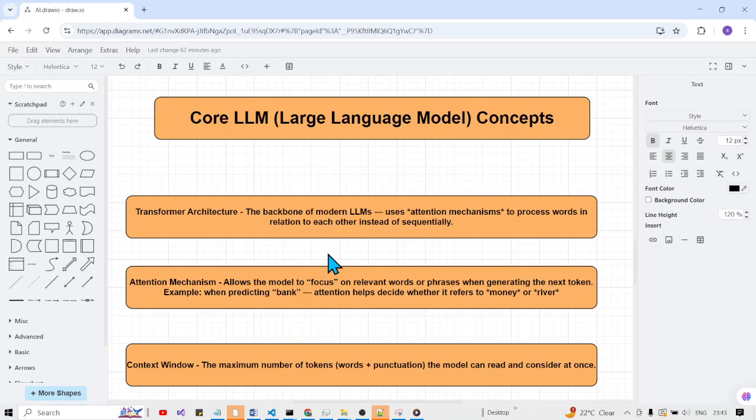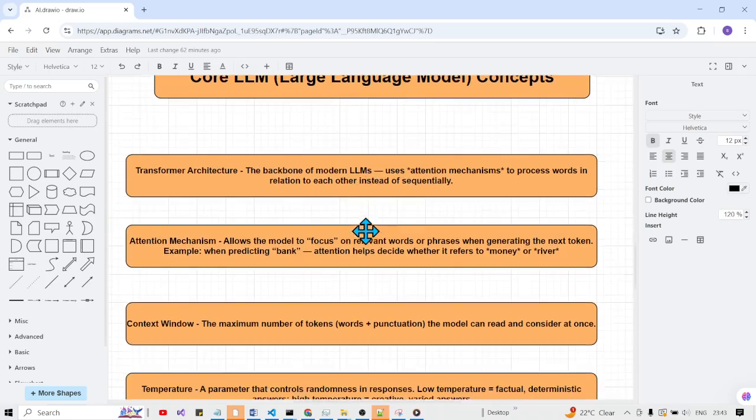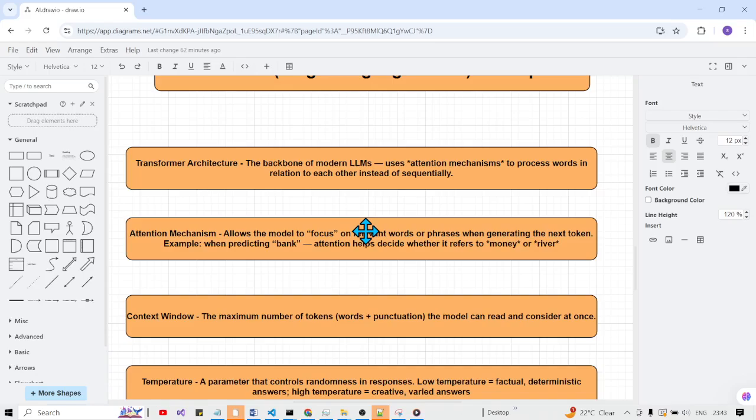So the basic concepts involved here are transformer architecture. Transformers are the deep learning architecture behind all modern language models like GPT, BERT, and Gemini. They process input text in parallel instead of sequentially, making them faster and more scalable than RNNs. The core idea is attention, which allows the model to focus on relevant words in a sentence. This architecture revolutionized natural language understanding and generation.